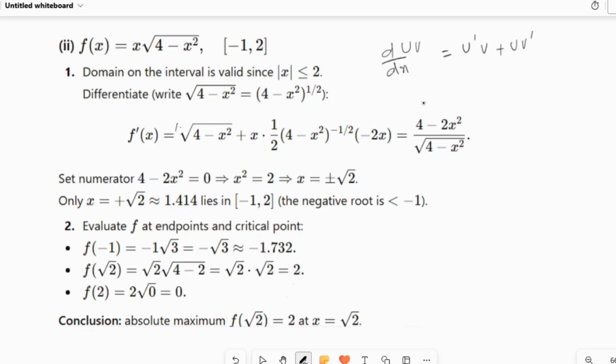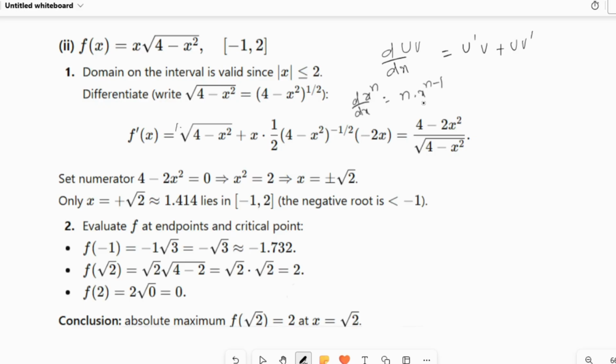Then we can write the square root of 4 minus x square as 4 minus x square whole power 1 by 2. Then to differentiate this, we use the rule that the differentiation of x power n equals n into x power n minus 1.